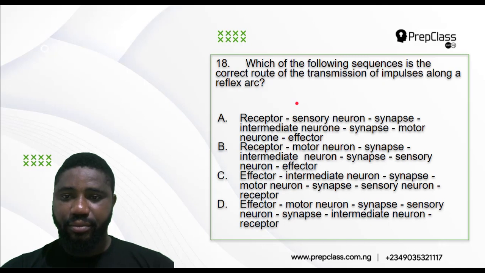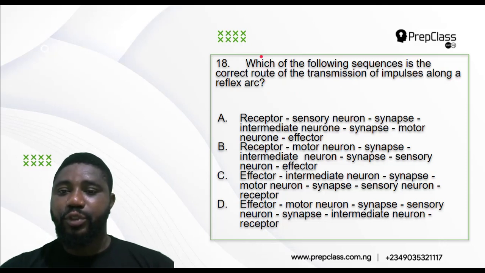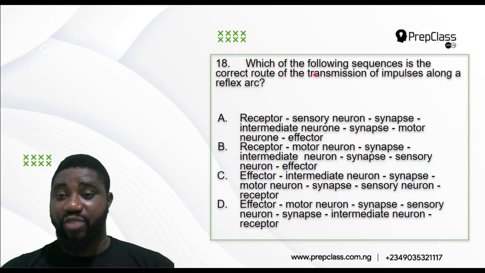18. Which of the following sequences is the correct route of the transmission of impulses along a reflex arc?